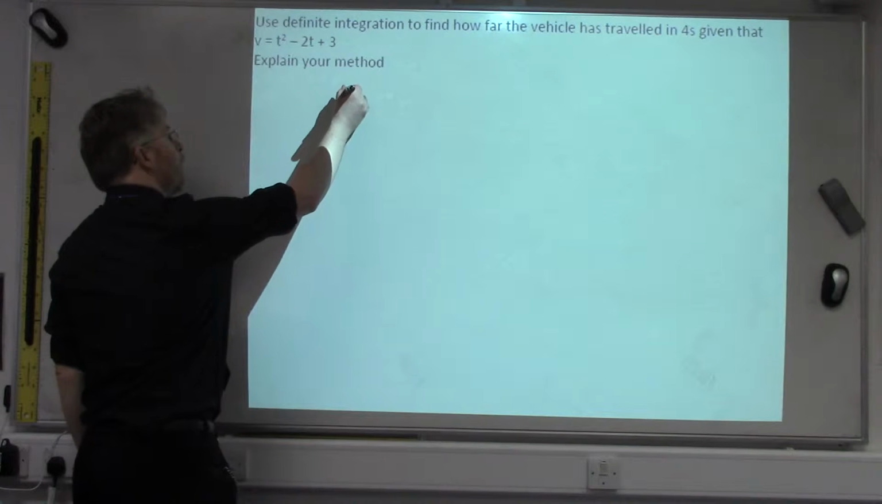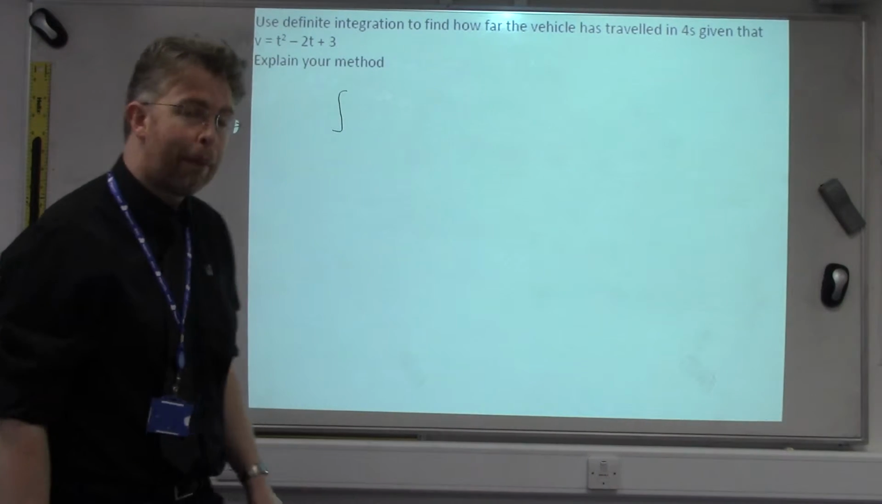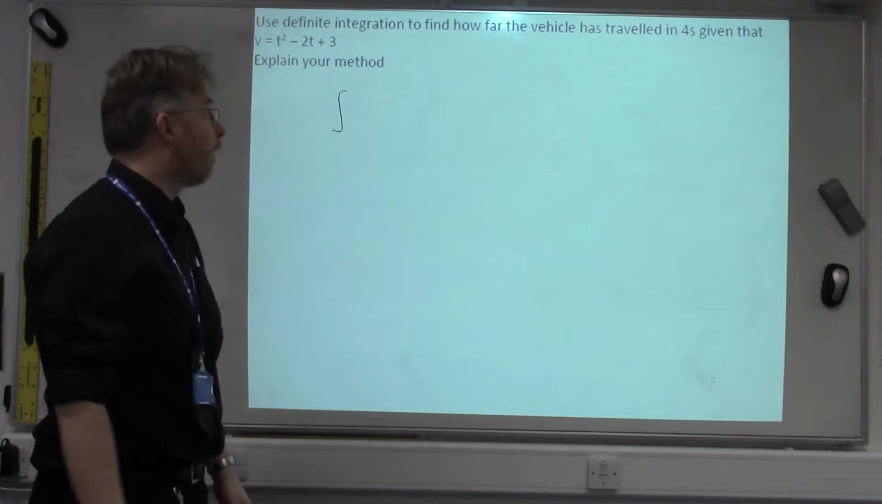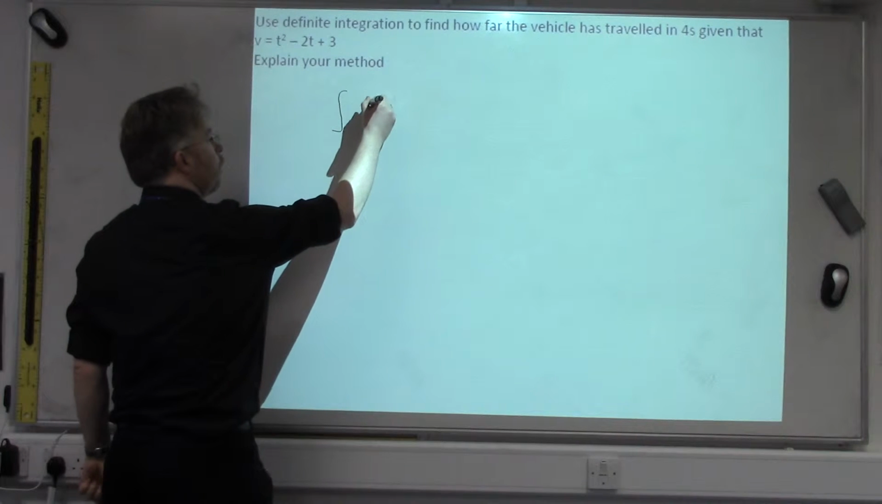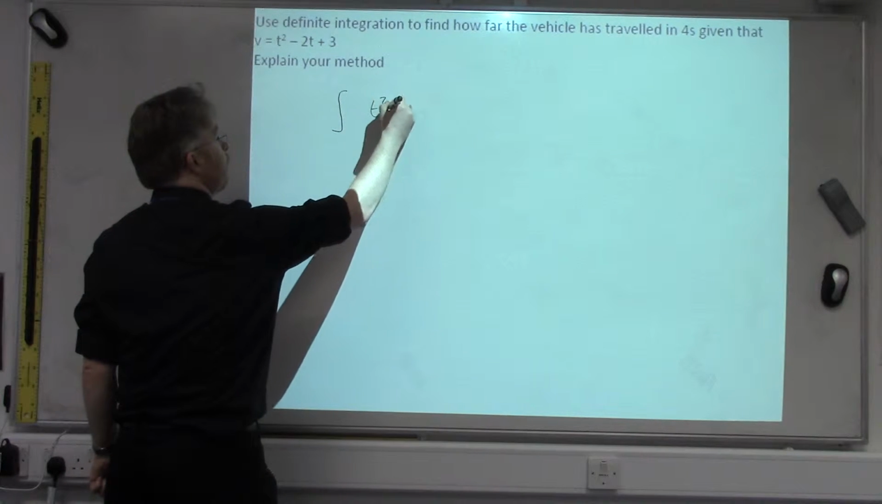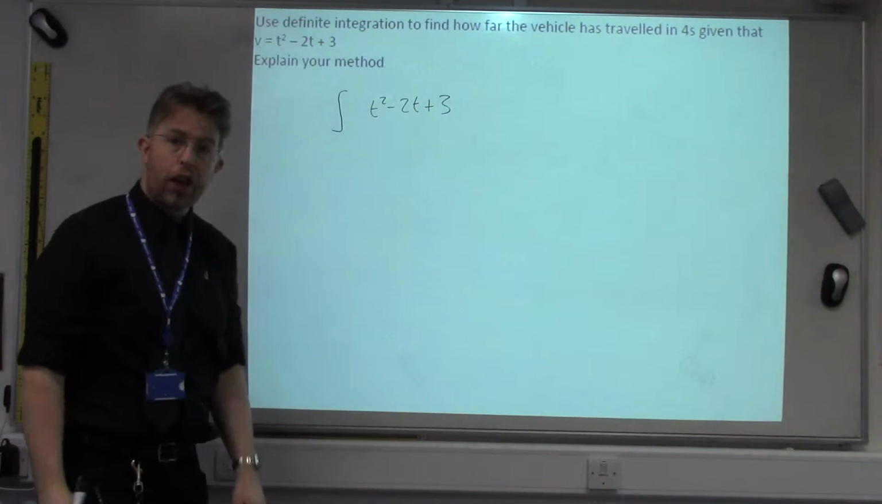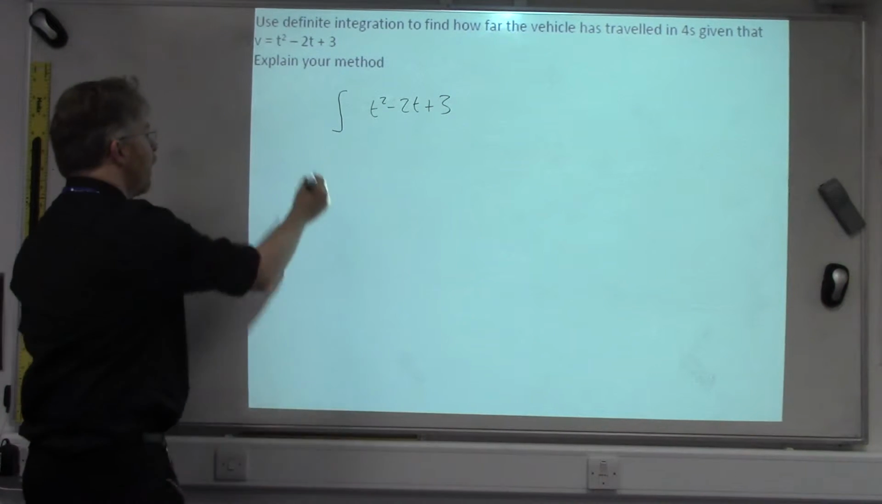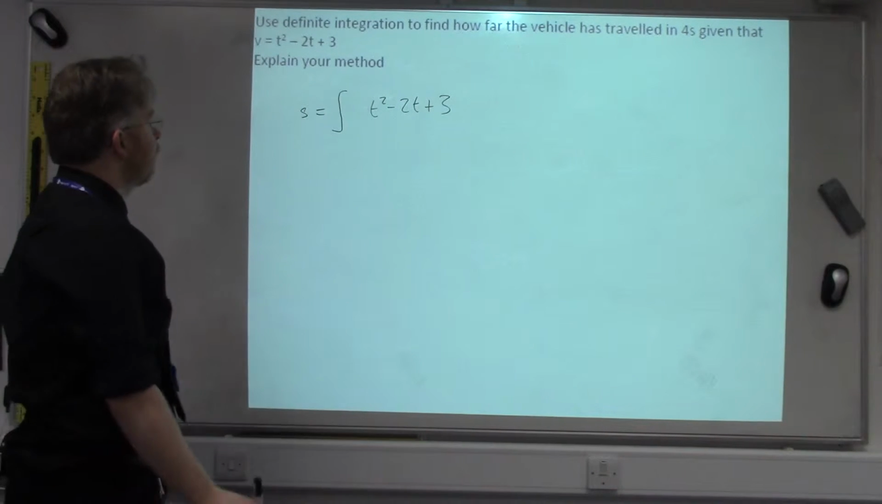Now, the symbol I'm about to draw is what's called an integral symbol. So this symbol basically means we need to integrate. Now we want to integrate the function that we're given, because we integrate our velocity, v, to get our distance, which we usually call s, the displacement.